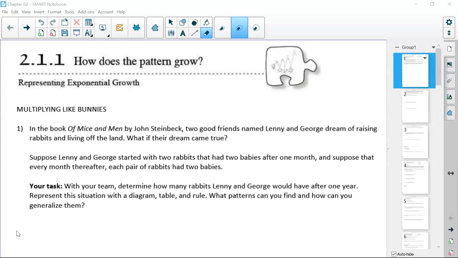Now, you can kind of read through in the Book of Mice and Men by John Steinbeck, and you'll probably read that your junior or senior years of high school. I think that's when I read it.